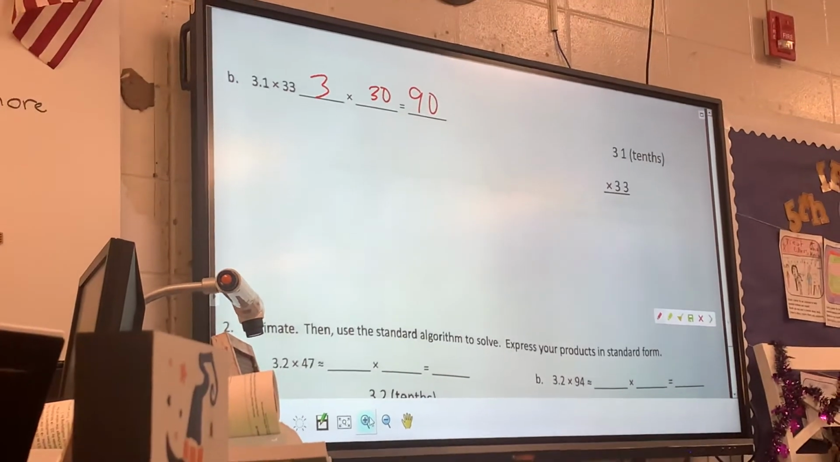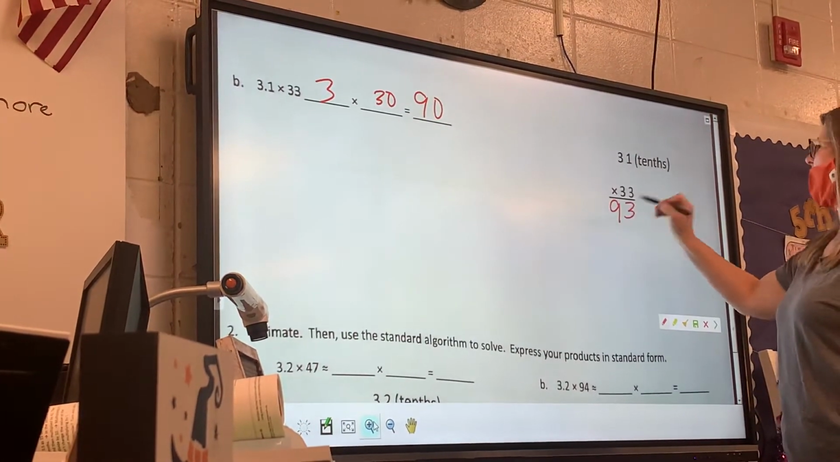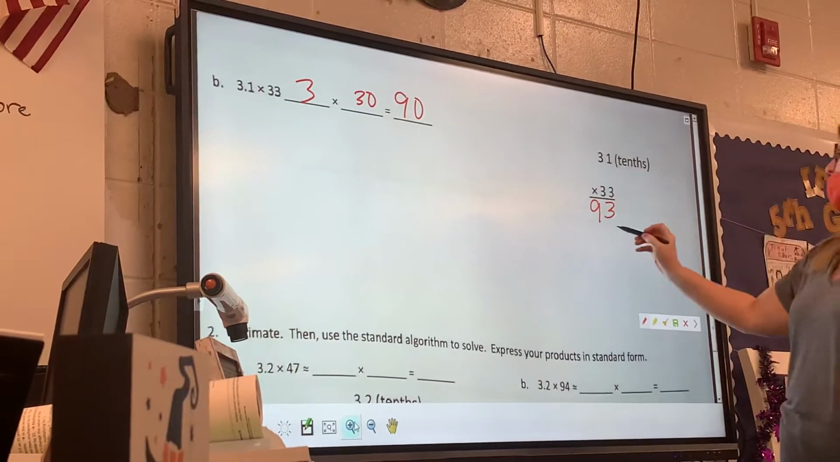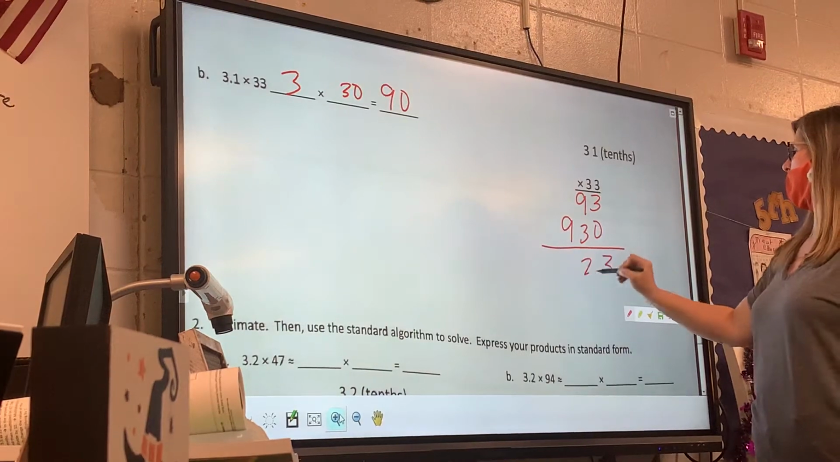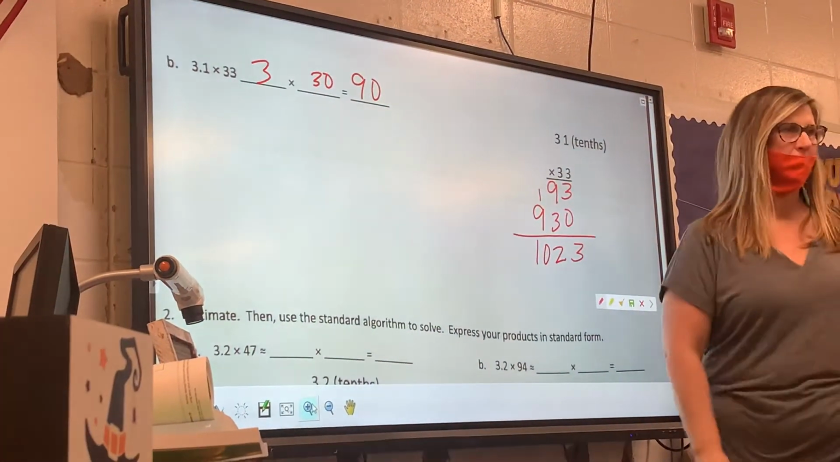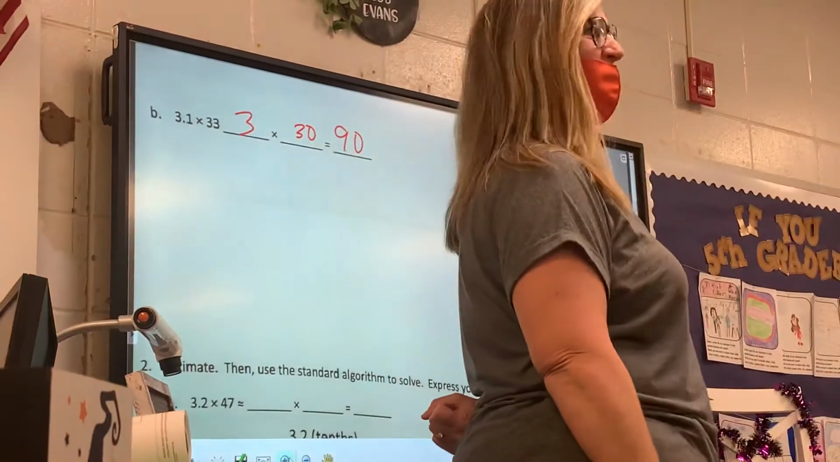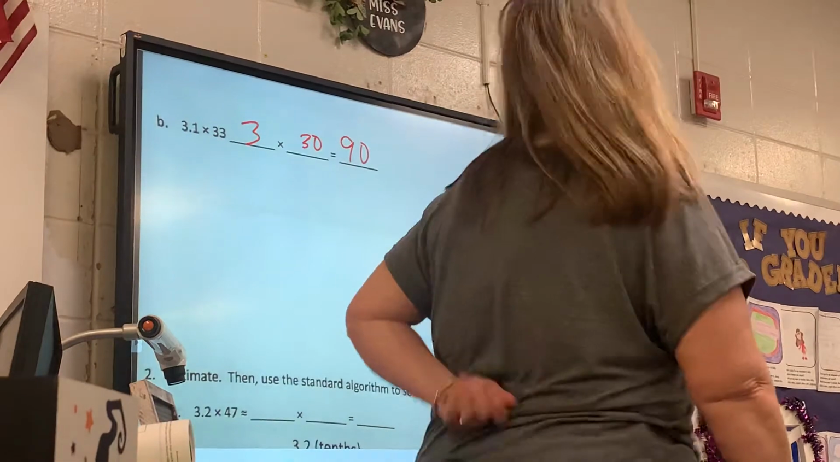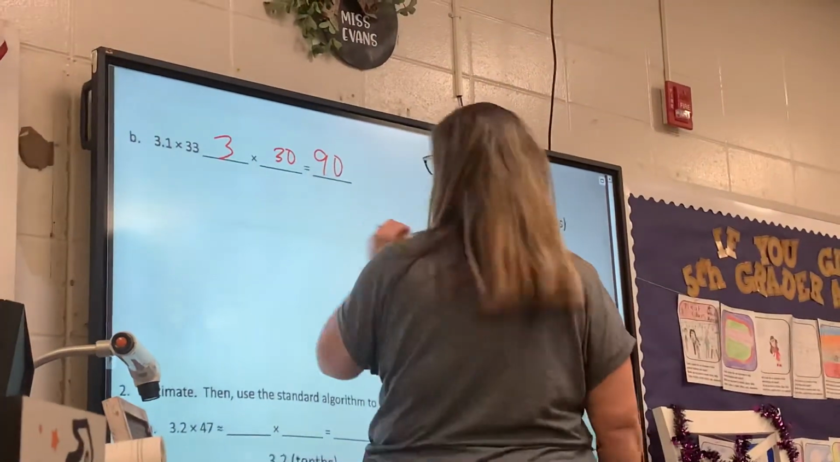All right, first partial product, guys, did you get 93? Second partial product, 930. For a final answer of 1,023. But does that make sense with that estimate, 90 and 1,023? No, because I've got to put my decimal in. How many digits are to the right of the decimal?